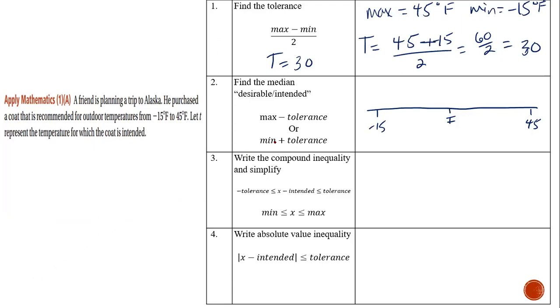I'm asking myself, what is my min plus my tolerance? So this plus 30, or what's my max minus 30? They should come to the same conclusion of being 15. Either way you want to go by it, they should come to the same conclusion. So my I would equal 15.